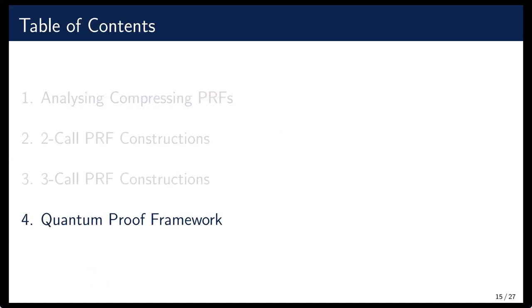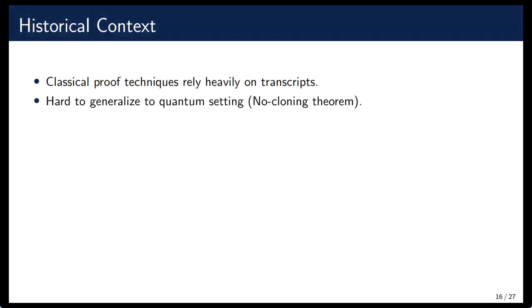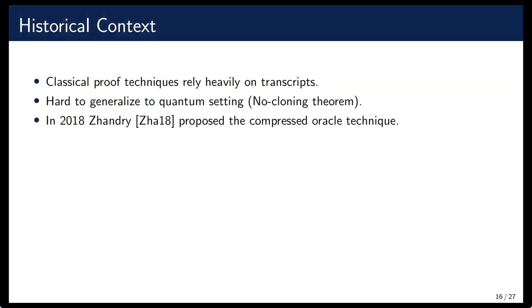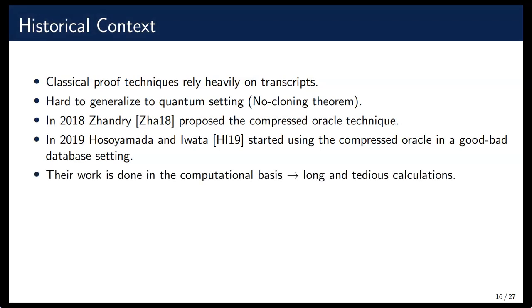So for that, I'll introduce the quantum proof framework. A bit of historical context. Usually, in the classical setting, we analyze transcripts. But in the quantum setting, it's more difficult to generalize because of the no-cloning theorem, which means that we cannot clone a quantum state. In 2018, Zhandry proposed the compressed oracle technique that might help in constructing such proofs. And in 2019, Hosoyamada and Iwata started using the compressed oracle in a good-bad database setting. But their work is mainly done in the computational basis, which means that the calculations are a bit long and difficult to understand.